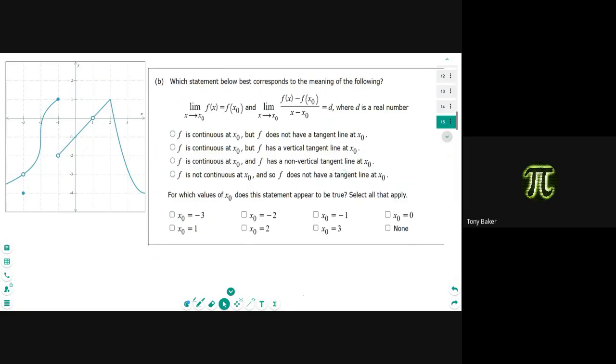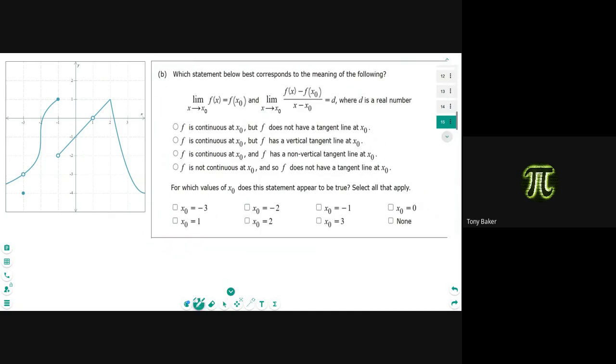So which one of these makes sense for that? Or let's use process of elimination. Is there one that I can eliminate immediately without even thinking? The first one. Why? Because it says that it has a tangent line, and that says right there, there's a tangent line. So I can eliminate this one because of that.